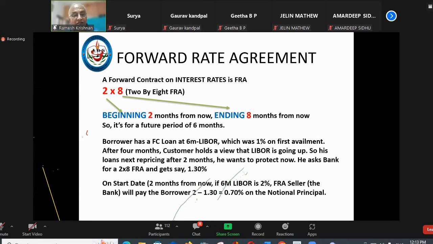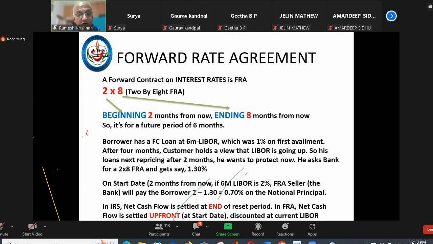On start date, that is 2 months from now, if 6-month LIBOR is 2%, the FRA seller, that is the bank, will pay the borrower 2 minus 1.3, 0.70 on the notional. So the loan will continue to be with the bank. It will not move hands. But on the same loan amount, notional principal, the FRA is bought. And that is why 2 minus 1.3, 0.70. Now, if it comes down also, it will be the same.